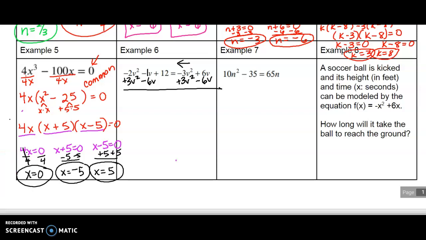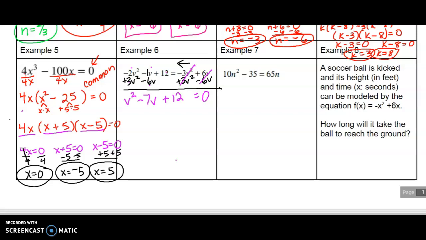Okay. So I know that's 0, that's 0. So I do get 0 on the right. Negative 2 plus 3 is 1v squared. Negative 1 plus negative 6 is negative 7. And then I still have that plus 12. So then since we have three terms, that turns into the AC method again.